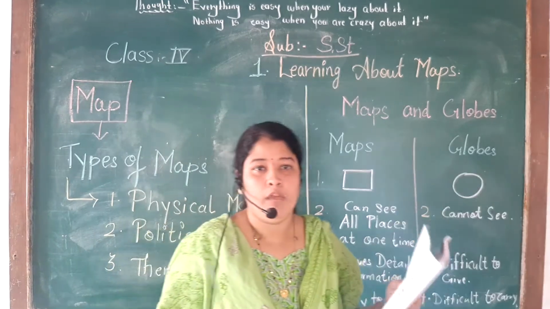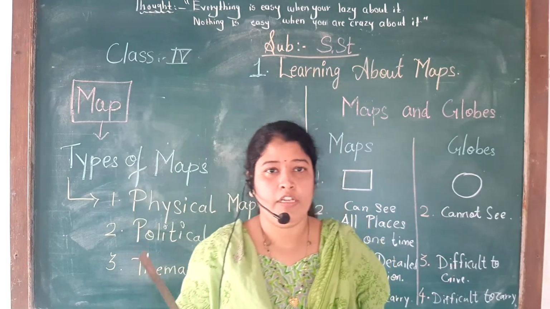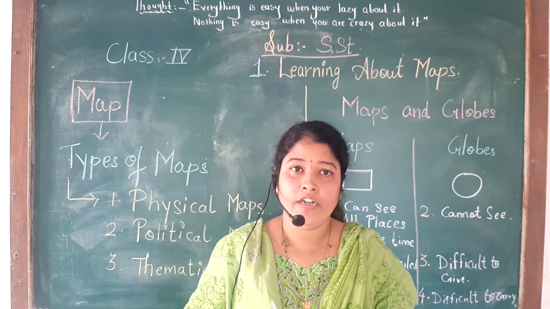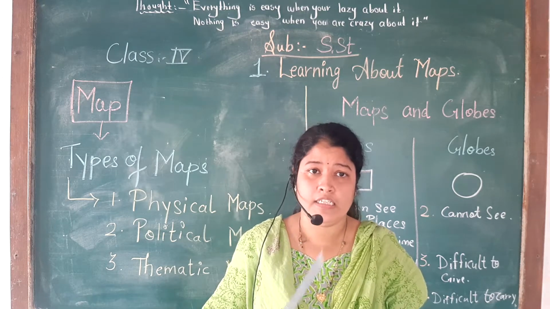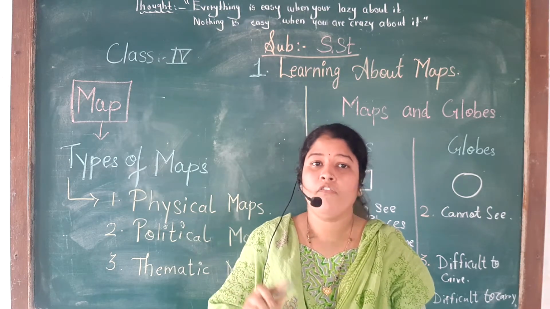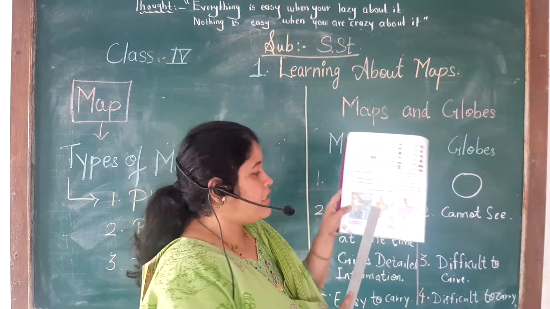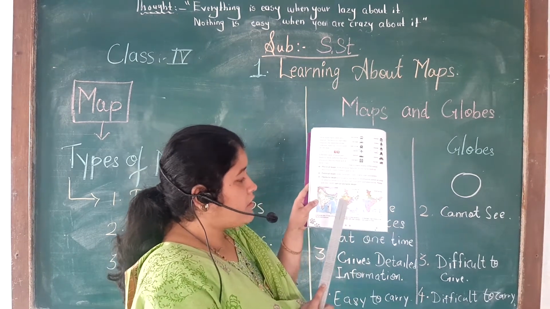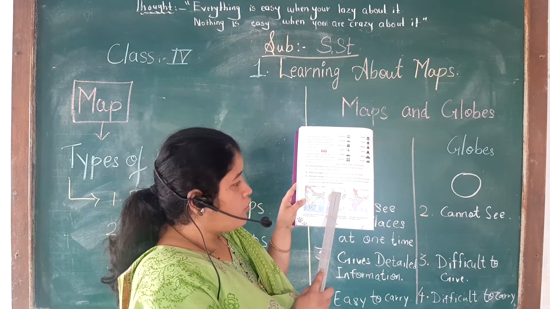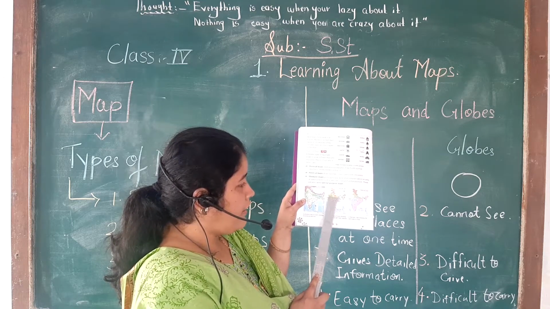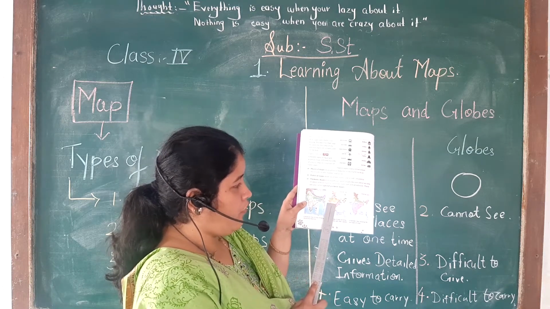Then political map. You know, our country has different states, different capitals. So to show these different states, cities, towns and continents, we need a political map. So this second map, all of you will study it carefully. See, all the names of the states are written. So it shows the states and their capitals. It is the political map of India.